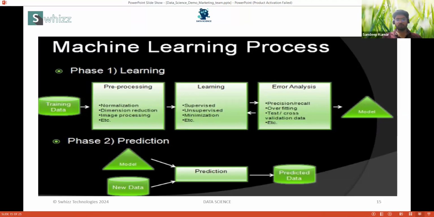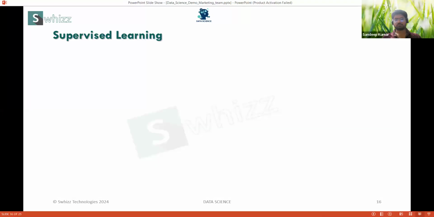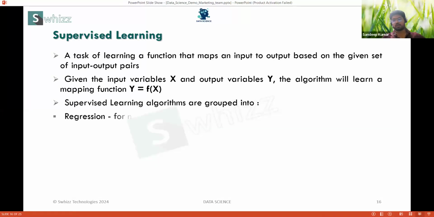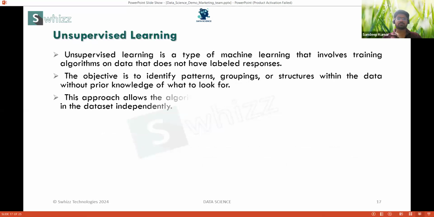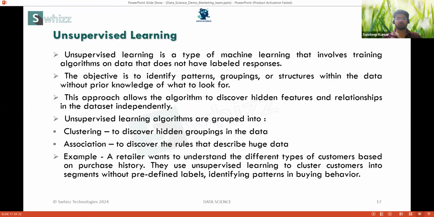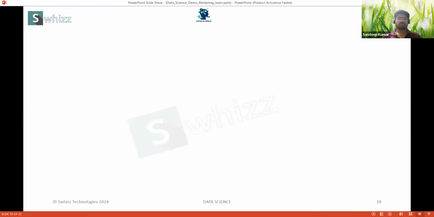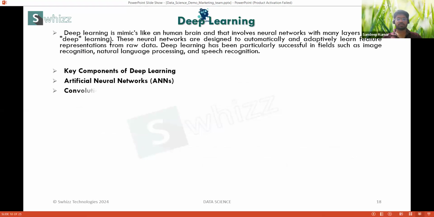If you do a single project, you'll be completely aware of this process and everything. You need not be worried, and I'm there to take care of everything. I don't want to go much deeper into supervised and unsupervised learning as of now. We have a very good material, and in the material I'll provide you everything.